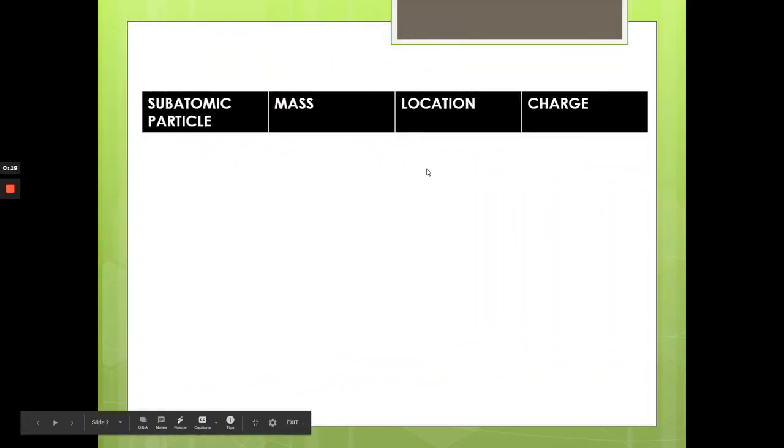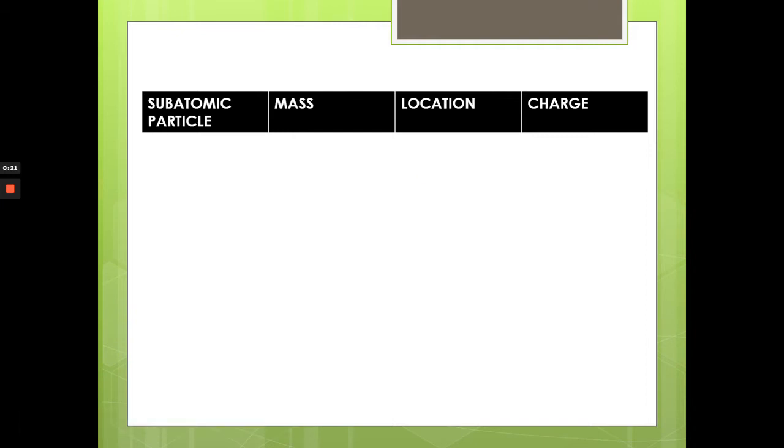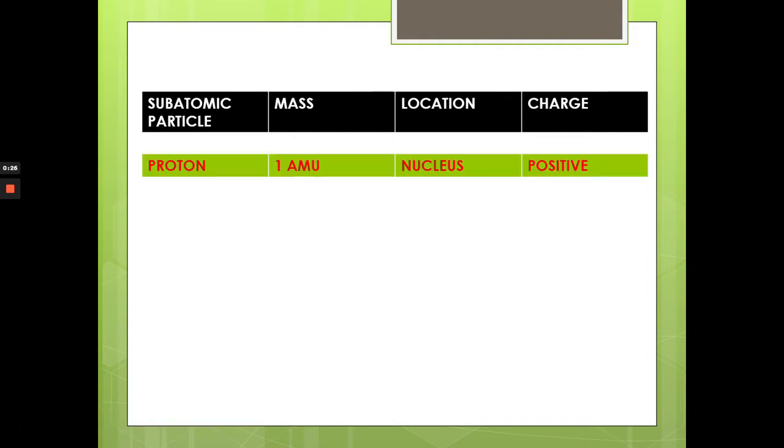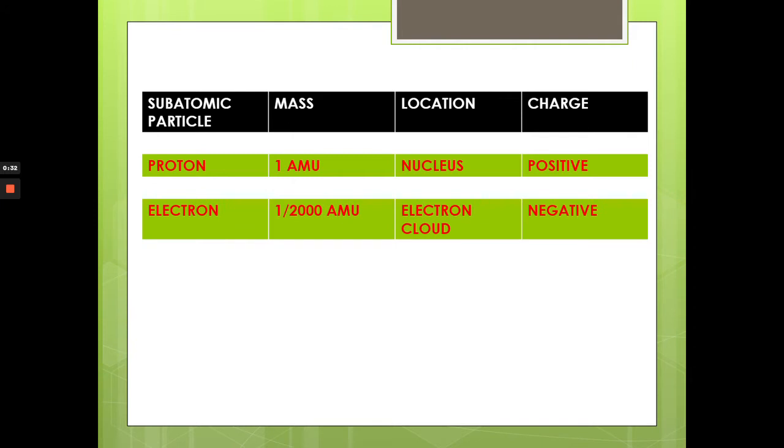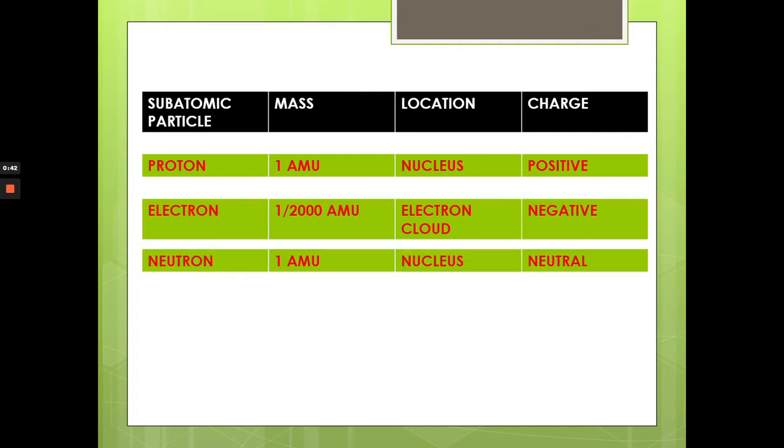So, subatomic particle, the mass, location, and the charge. You need to know this for each of the particles. Protons, its mass is 1 AMU. It's in the nucleus, and its charge is positive. An electron, its mass is 1/2000th AMU, so very, very small. It's found in the electron cloud, and its charge is negative.